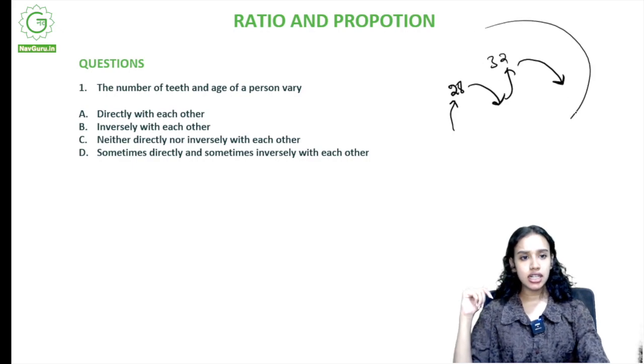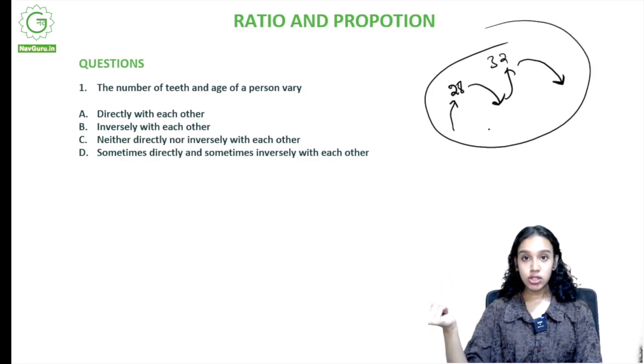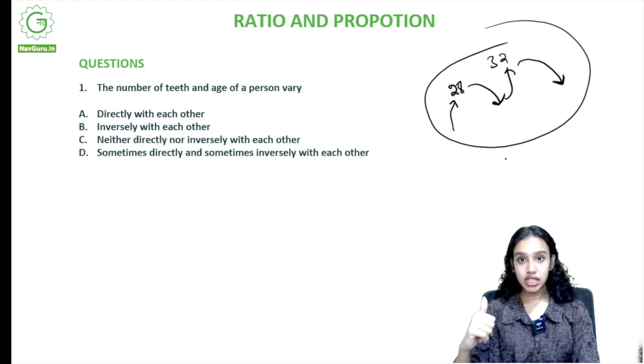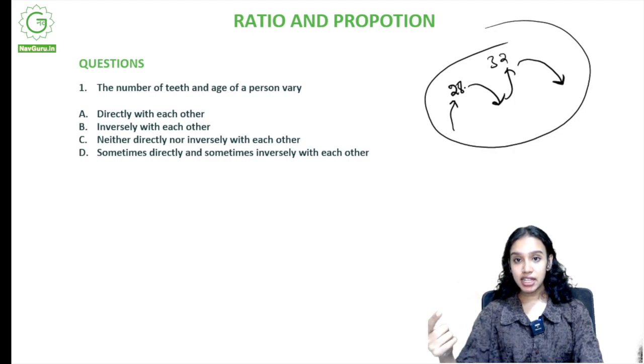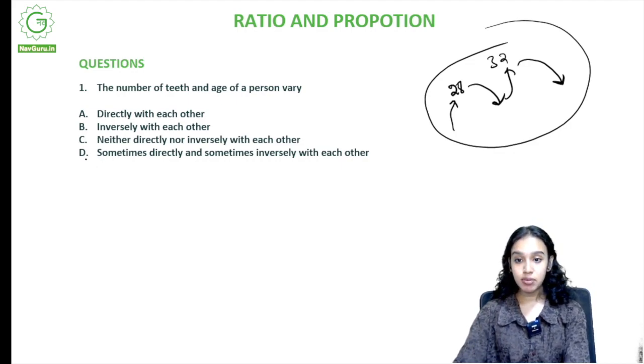So, what is this relation? Is it directly increasing with the age, or is it directly decreasing with the age? No, it's neither. But it's sometimes directly increasing and sometimes directly decreasing. So, the correct option for this question is sometimes directly and sometimes inversely with each other.